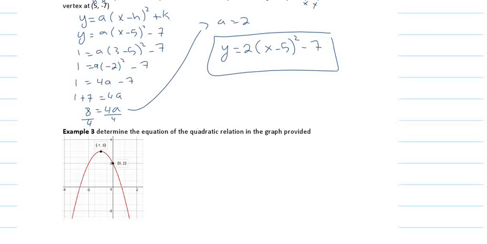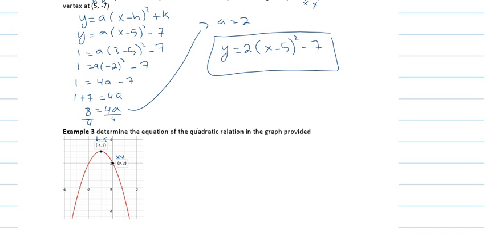All right, so example number 3 asks you to determine the equation of the quadratic relation in the graph provided. It's a similar type of question. They gave me the vertex and they gave me a point on the graph. So I'm going to use this information to find the equation of the graph. This is the vertex h and k, and then the other point is x, y.